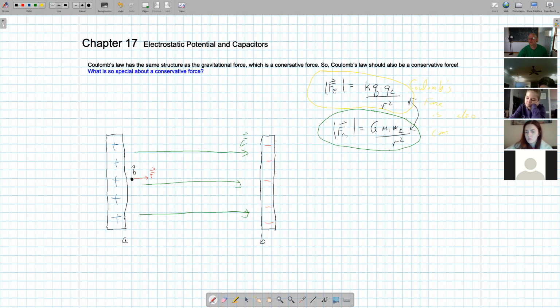Now, what's so important about conservative forces? Anybody remember why conservative forces are important? What's the big deal of conservative forces? From 175? It's okay if you don't, but anybody remember? No, that's okay. So the special thing about conservative forces is that they allow us to define a potential energy.